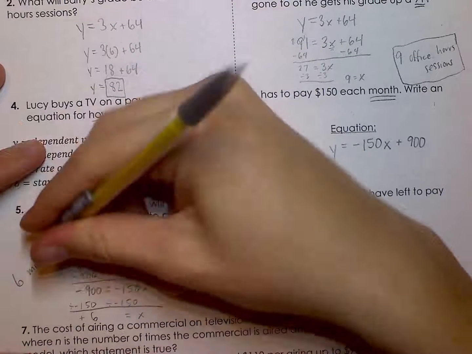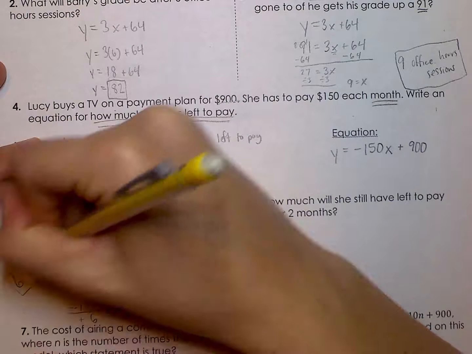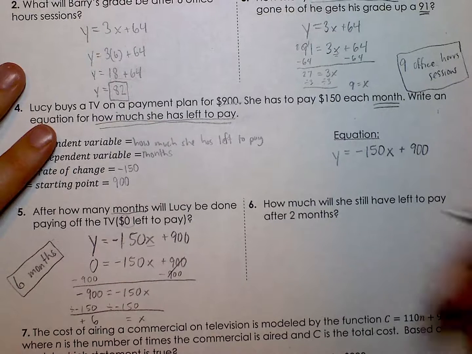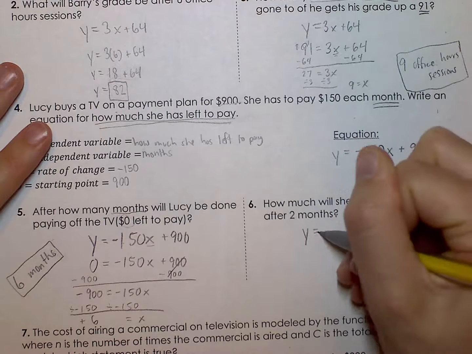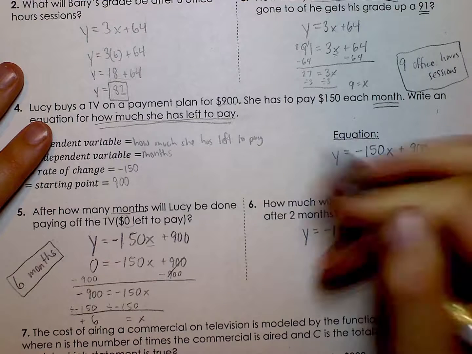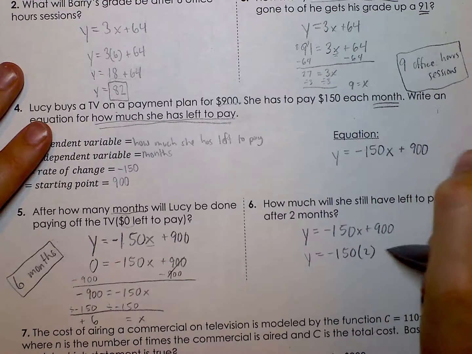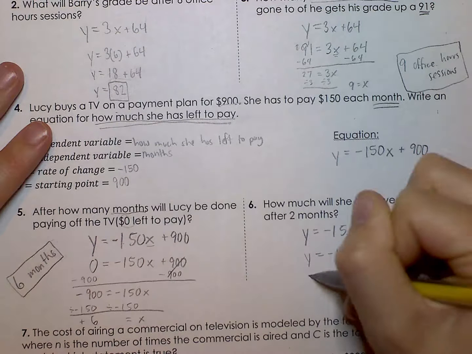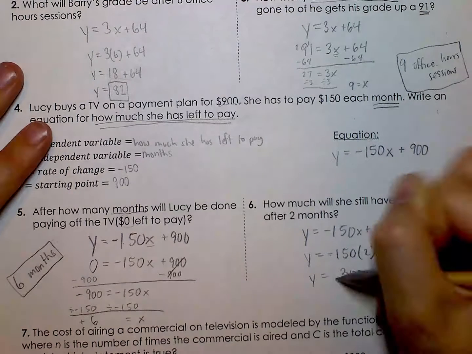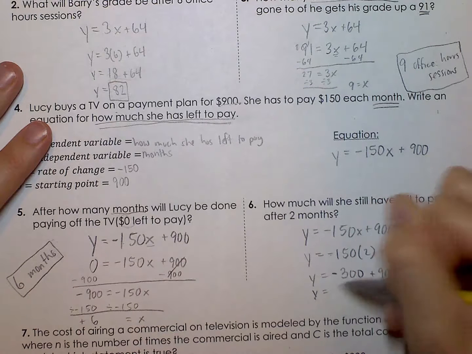Oops, this doesn't have an E. How much will she have left to pay after 2 months? Okay, so x is months, so I'm going to plug in. 150 times 2 is 300. And this negative times a positive, it's negative. And then what's negative 300 plus 900?